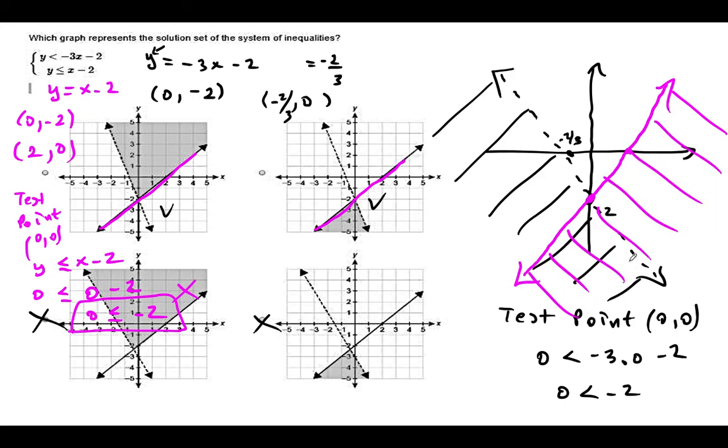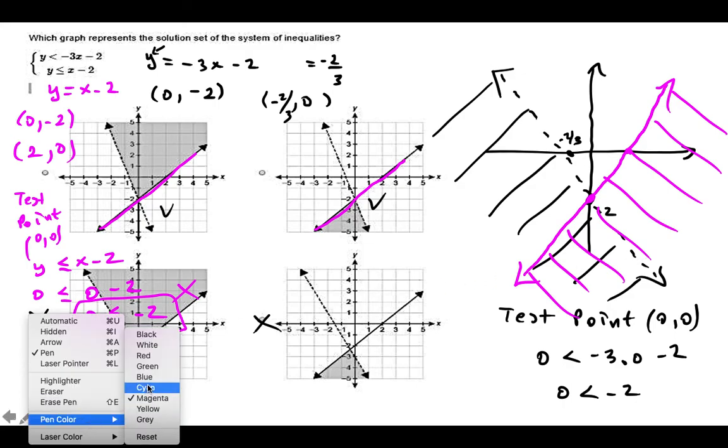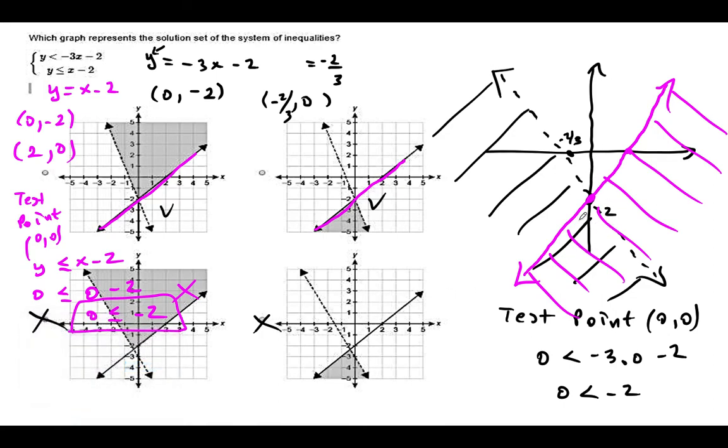Now where I have the common region, which means the intersection of the given two inequalities, of course this part is the common region. So where is it? It is here. So this is the solution.